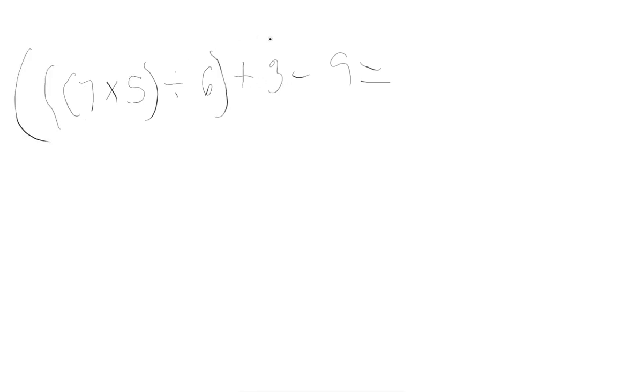So let's get a little bit more complicated. If we have 7 times 5 divided by 6 plus 3 minus 9. Again, you're going to do your multiplication first. Then you're going to do your division. Then you're going to do your addition. And then you're going to do your subtraction.